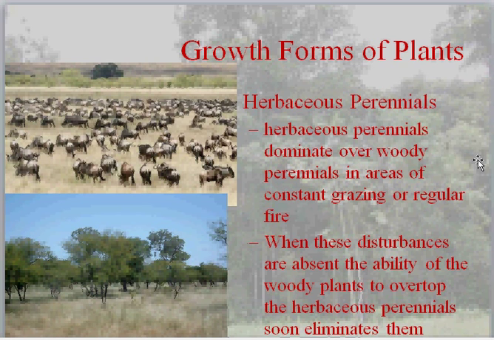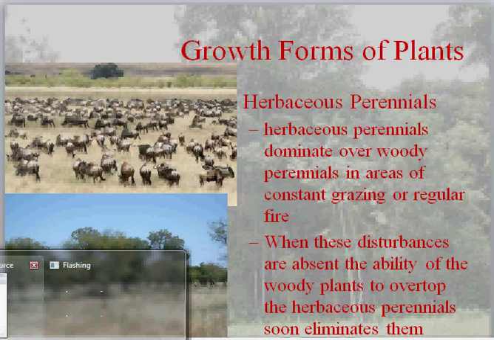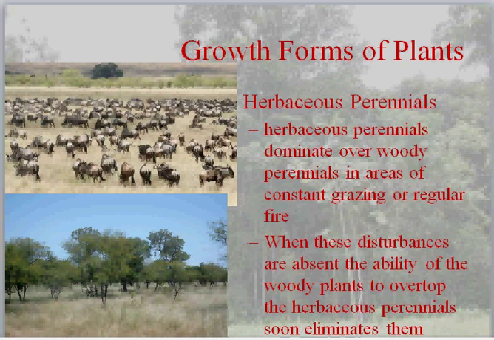So these herbaceous perennials will dominate over woody perennials, which can grow tall and capture the light, in areas where constant grazing or fire will basically remove this above ground store of resources and biomass periodically. But when these disturbances are absent, these ecosystems can become very competitive, and the woody perennials begin to dominate over the herbaceous perennials, and the herbaceous perennials may soon be eliminated.